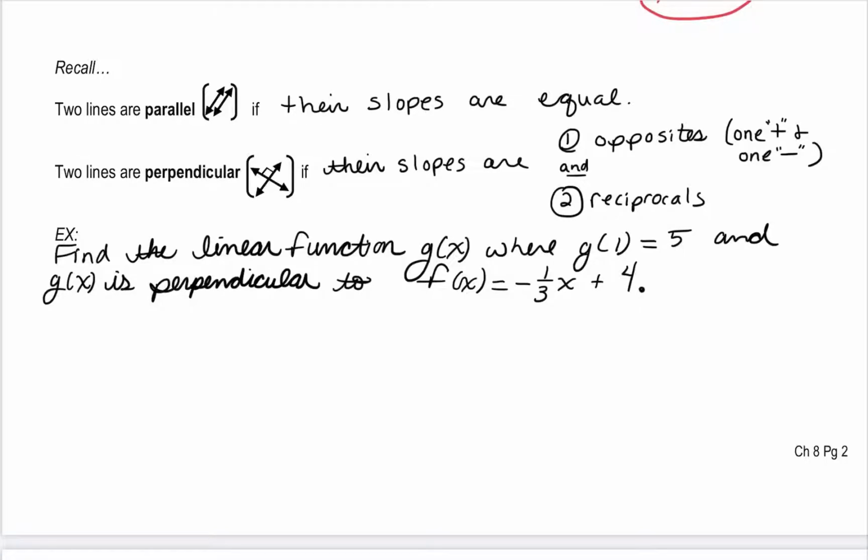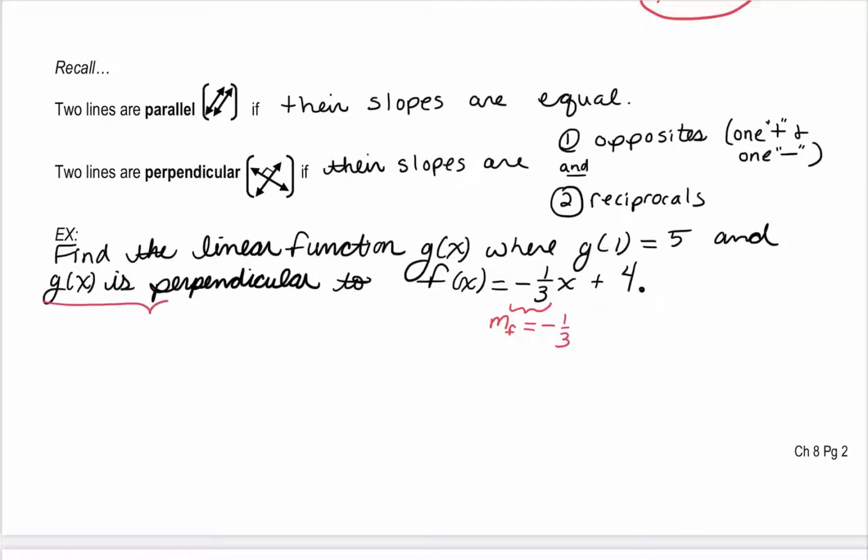All right, so to find a linear equation, which is really what a linear function is, we need two things. We need a slope, which we don't yet have, and a point. A point we have. So we know (1, 5) is on g, but we need the slope. In this situation, our line is supposed to be perpendicular to this line. So this is telling us, it's in y equals mx plus b, that the slope of f here is negative 1/3.